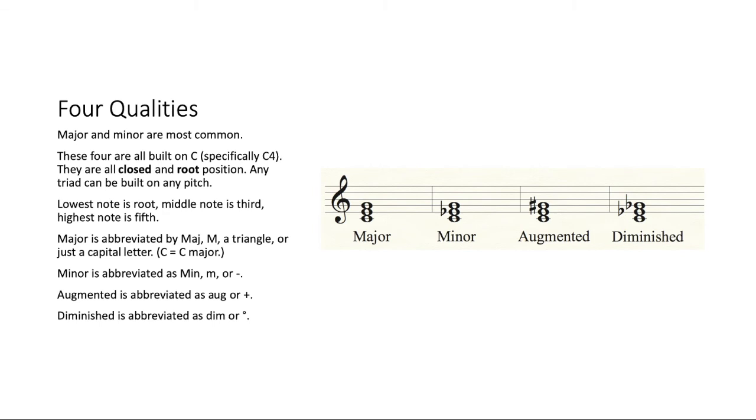The lowest note is called the root, the middle note is called the third, and the highest note is called the fifth. Major is abbreviated by MAJ, M, a triangle, or just a capital letter. Minor is abbreviated as MIN, M, or a dash. Augmented is abbreviated as AUG, or the plus symbol, and diminished is abbreviated as DIM, or the degree sign. There are some other possible abbreviations for the qualities.